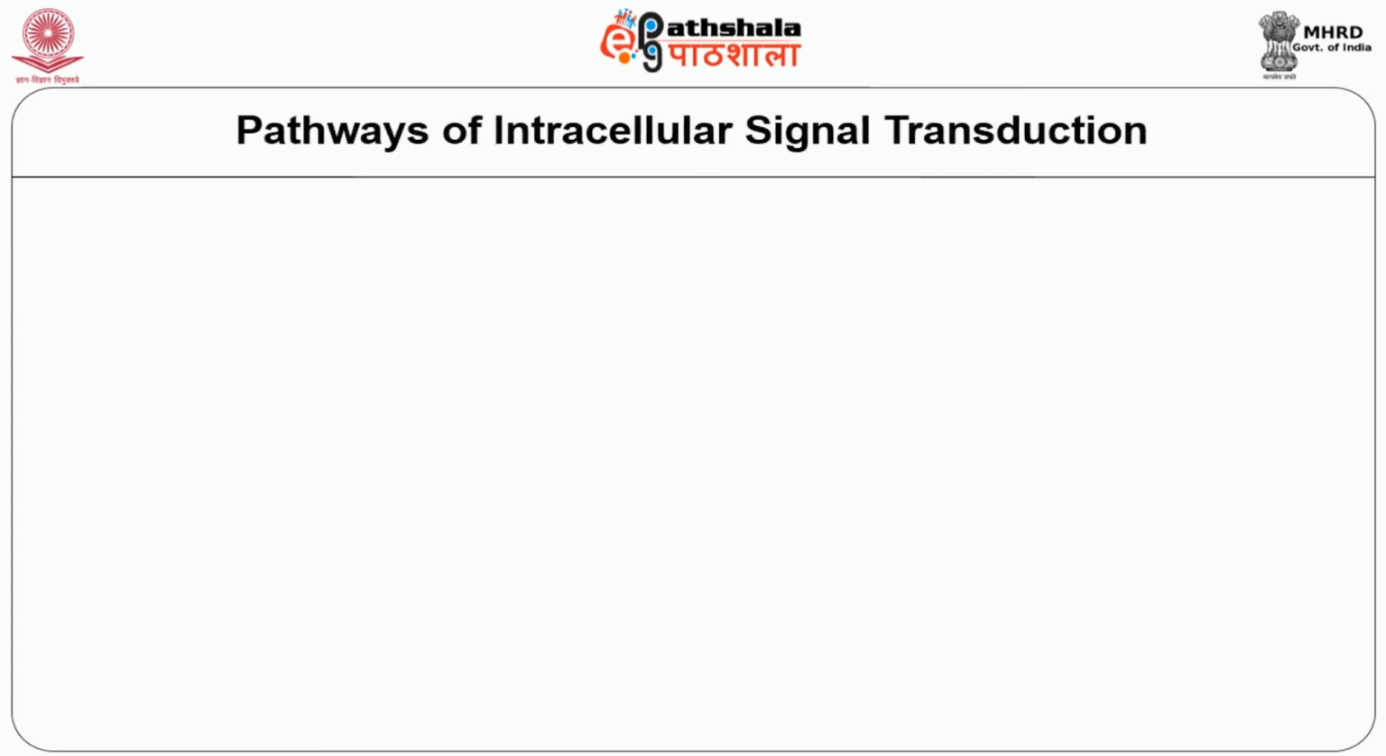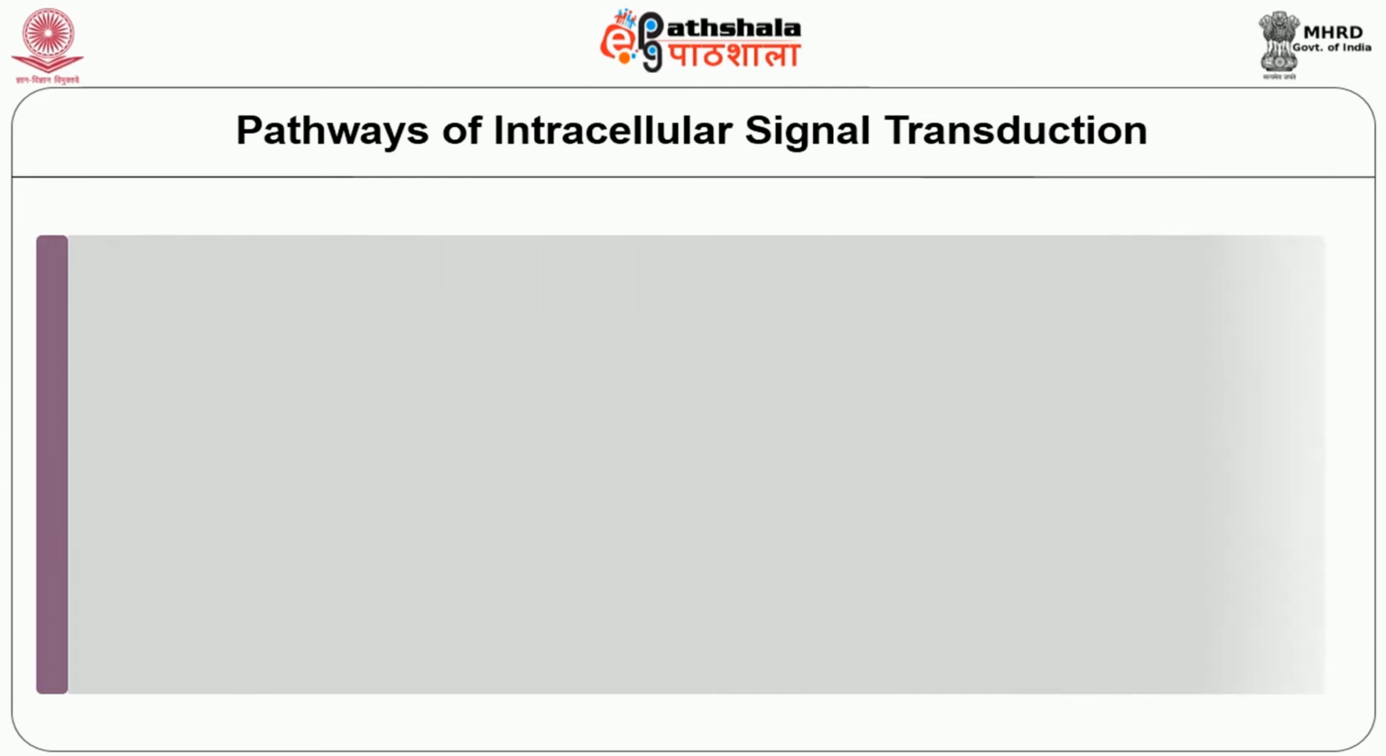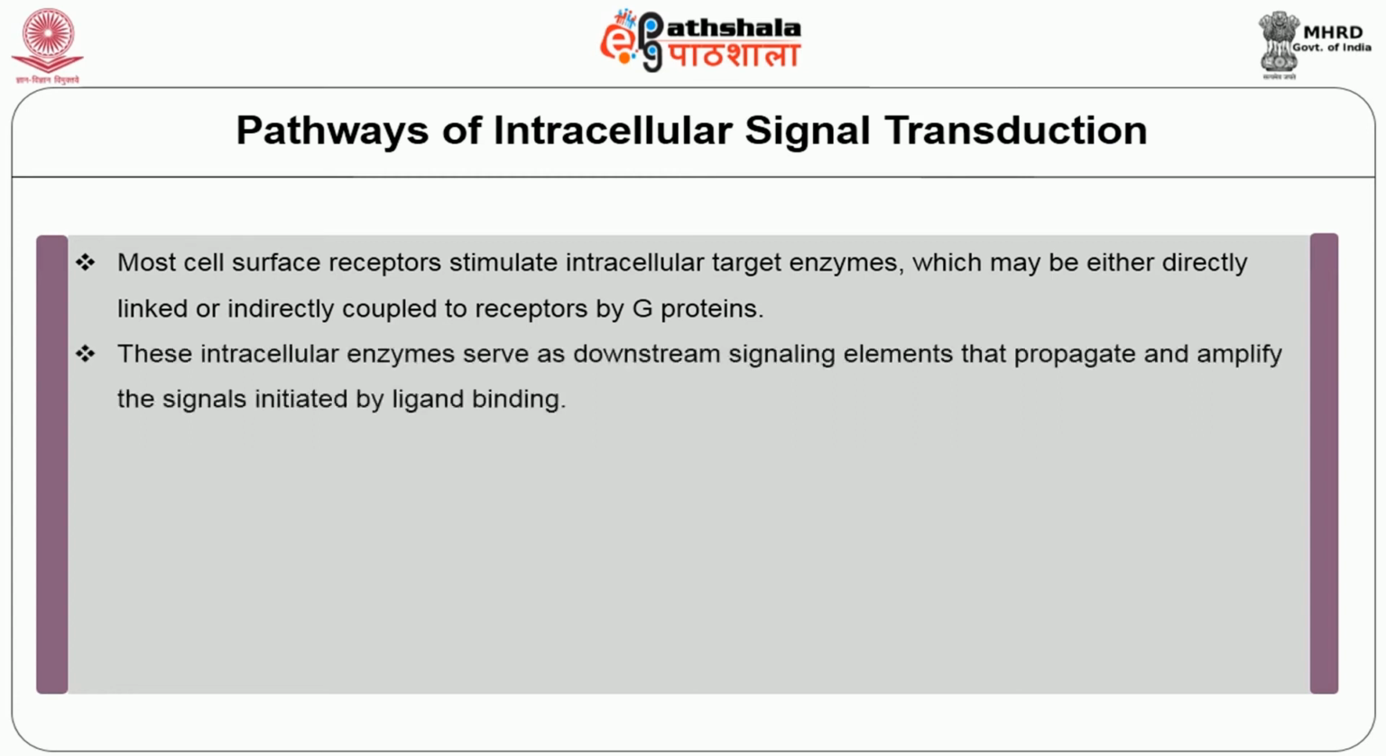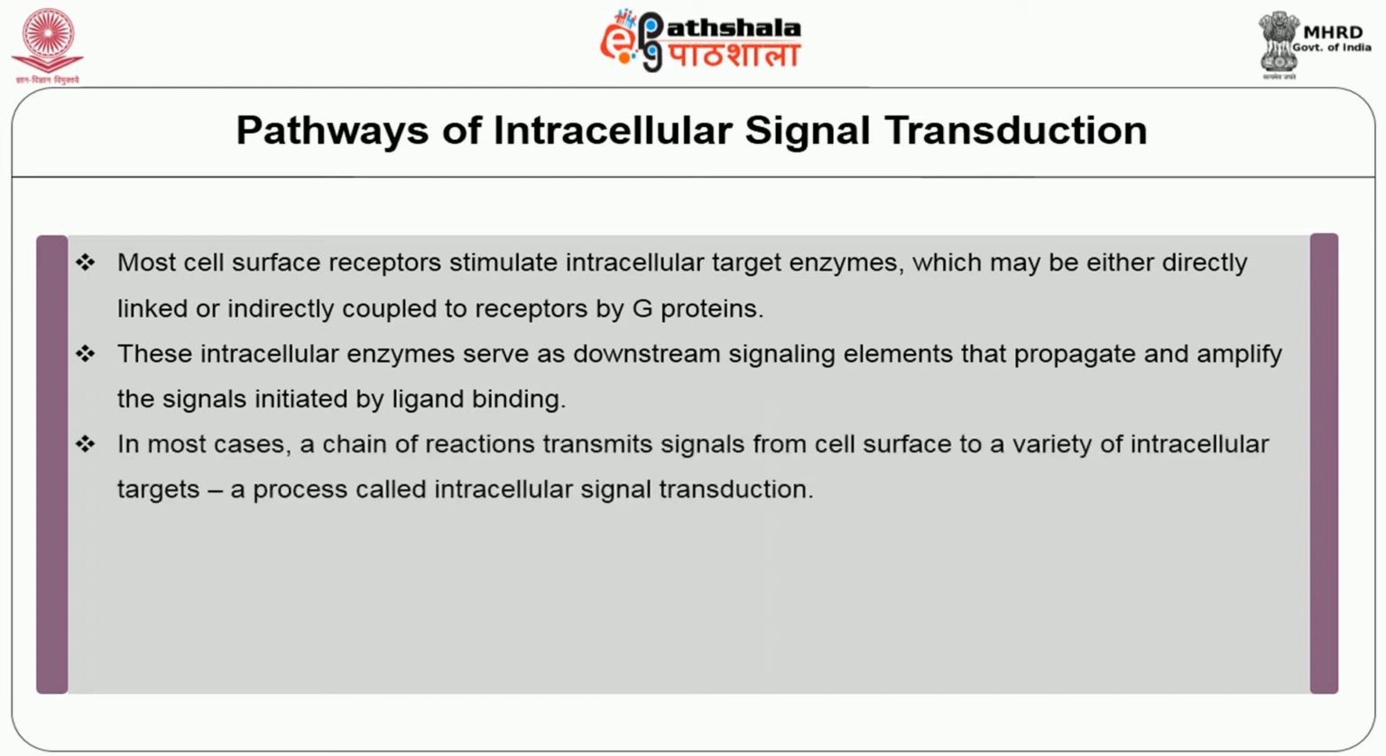Now, we are going to see the pathways of intracellular signal transduction. Most cell surface receptors stimulate intracellular target enzymes, which may be either directly linked or indirectly coupled to receptors by G proteins. These intracellular enzymes serve as downstream signaling elements that propagate and amplify the signals initiated by the ligand binding. So in most cases, a chain of reactions transmits signals from the cell surface to a variety of intracellular targets, a process called intracellular signal transduction.